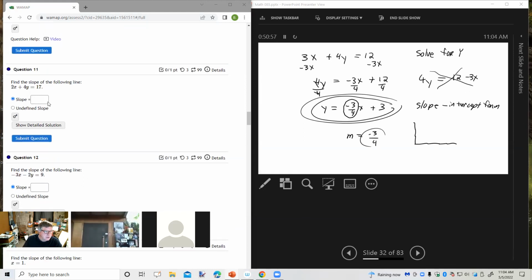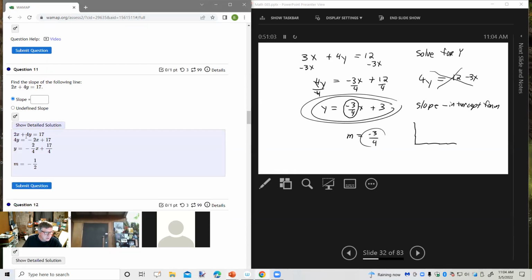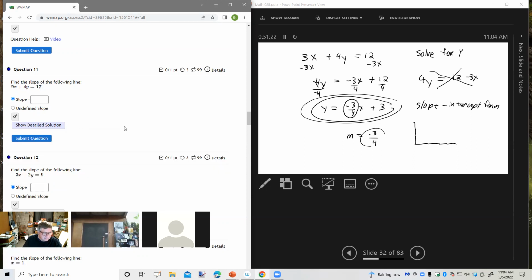Let me show you. Let's take a look here. Find the slope of the following line. And I'm just going to click on show detailed solution. So notice what's happening here. We're moving the 2x to the right, subtracting it from both sides. Then we're dividing everybody by 4. So the slope is negative 2 over 4, which reduces down to negative 1/2. Any questions about that? All right.